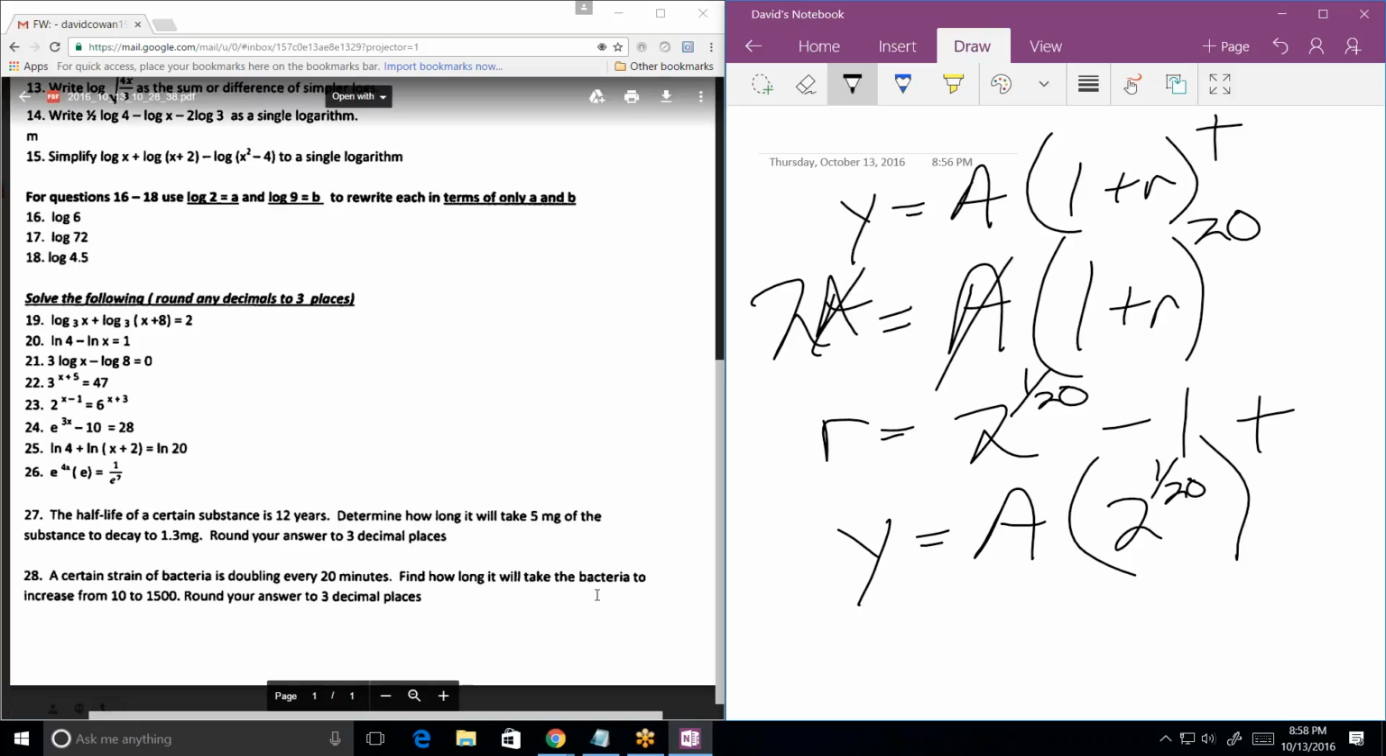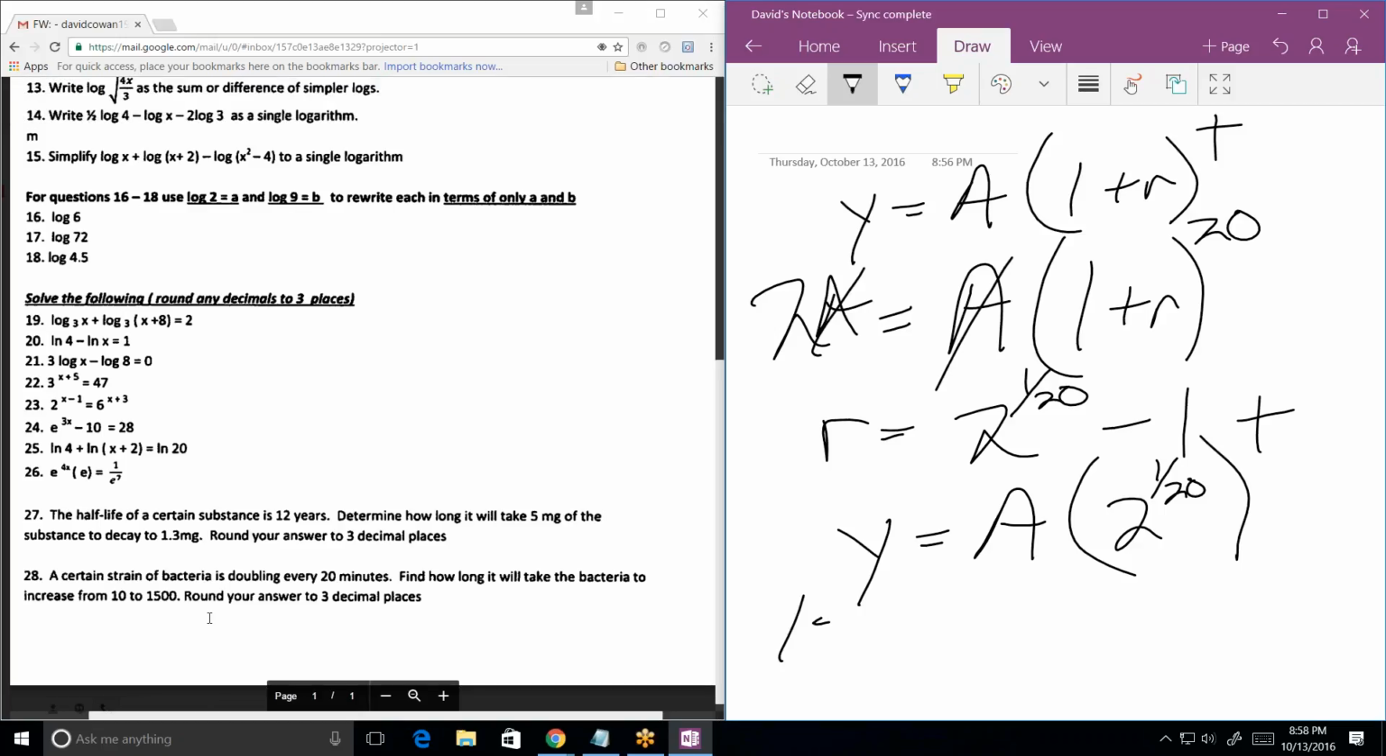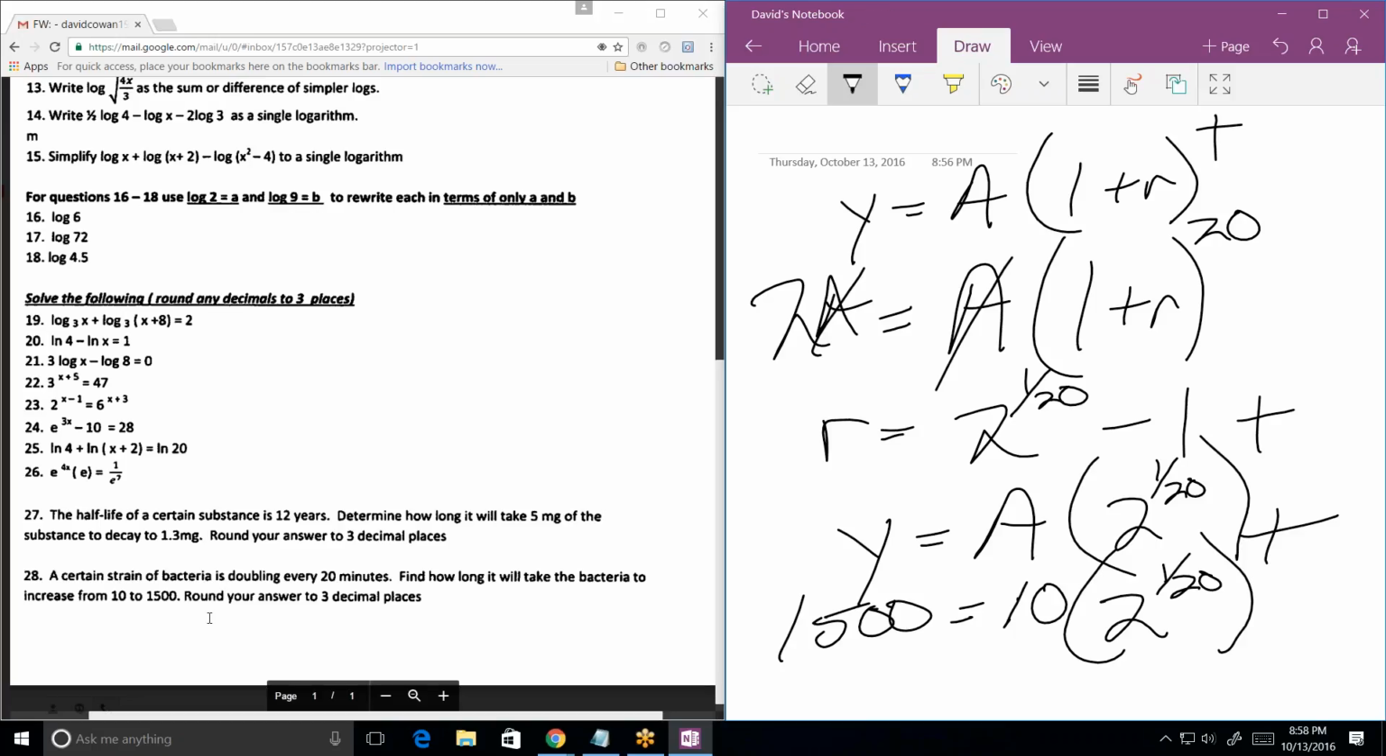Okay. Well, they want to know how long for the bacteria to increase from 10 to 1500. Well, that's 1500. That's 10. That's 2 to the 1/20th power, and that's t. Now we have an equation with one variable only. We can solve for t, divide both sides by 10, take the log of both sides, and go from there.